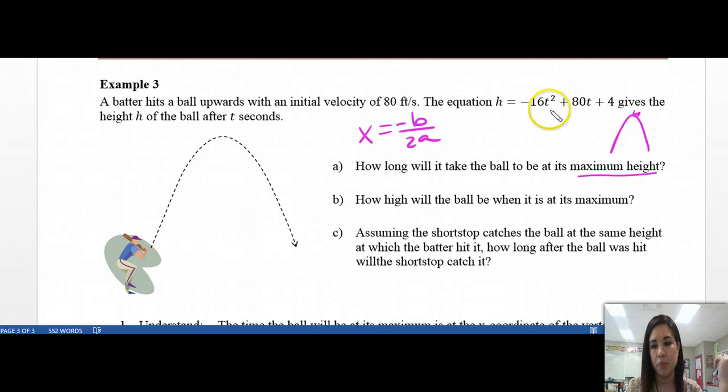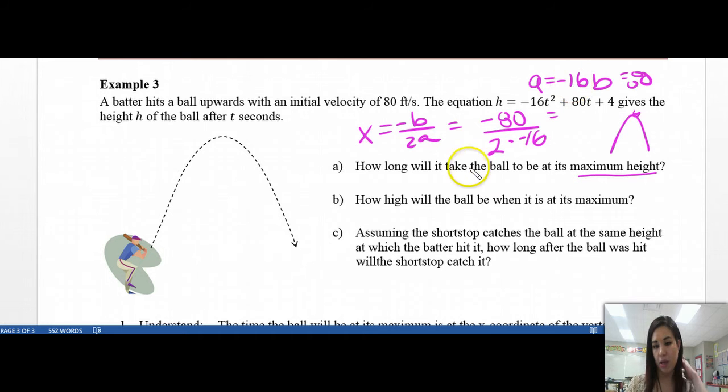So let's find it. Here's my a. A is negative 16 and b is 80. So let's plug it in. That would be negative 80 over 2 times negative 16. Okay, and that's going to give you negative 80 over negative 32. And if I divide that, I get 2.5. So my vertex is at 2.5. How long will it take to be at its maximum height? X, the vertex, is at 2.5.